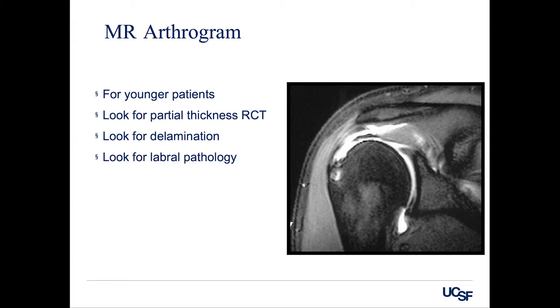MR arthrogram. If we do the arthrogram in the shoulder, it's usually not for rotator cuff tears. It's usually to look more for labral pathology. The labrum is a cuff of tissue that helps create bumpers and stabilizes the glenohumeral joint. Sometimes it's very hard to see a tear in that on a regular MRI, but if you inject contrast into the joint, then that can actually show you where the tear is, as the contrast will kind of seep through that area.